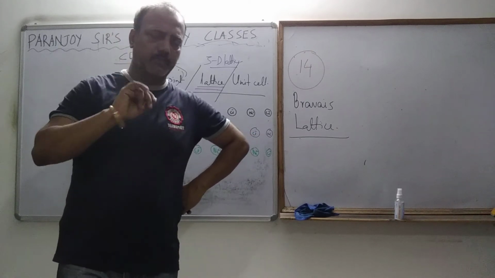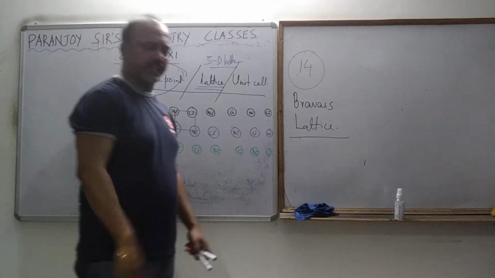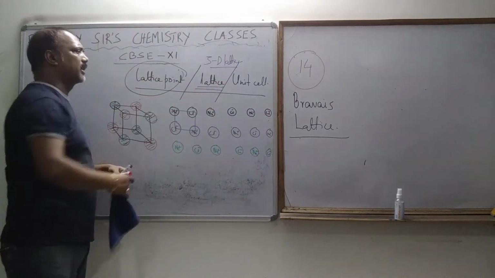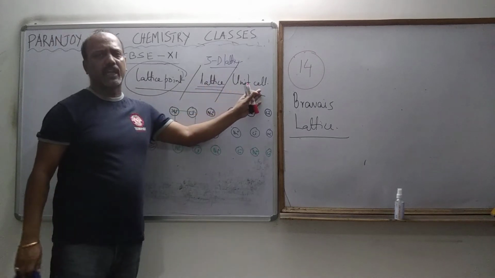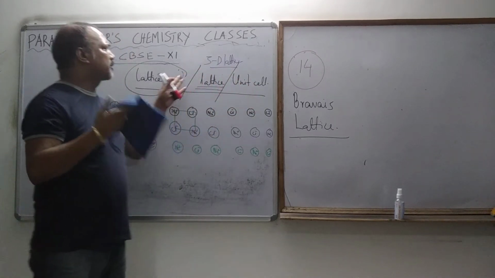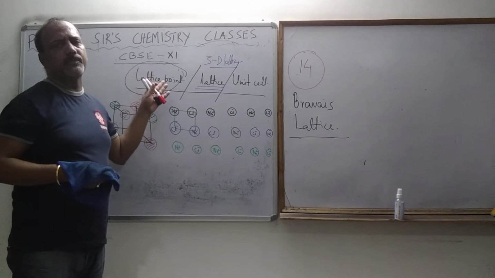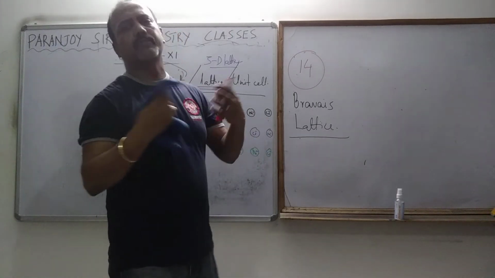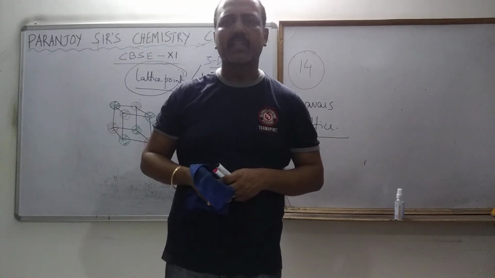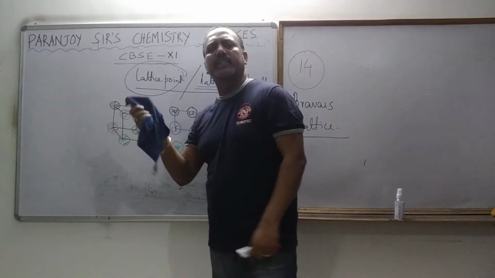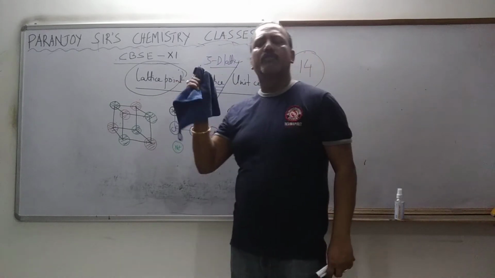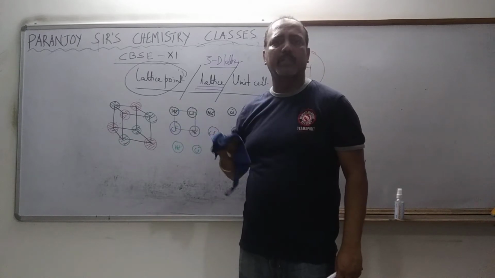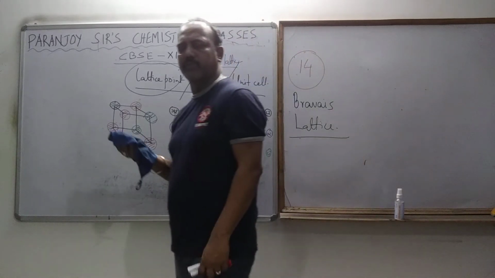Fine. Now, one more point about the unit cell I will say. So hopefully these 3 terms are clear: lattice point, lattice, and unit cell. Lattice points are nothing but the constituent particles. Lattice is the 3-dimensional arrangement of the constituent particles in the crystalline solid. And unit cell is the 3-dimensional smallest arrangement which is repeated in all 3 directions to give you the structure of the complete crystal. That is unit cell.